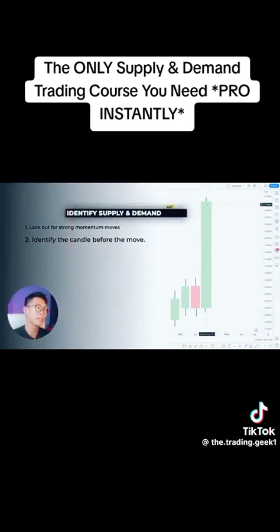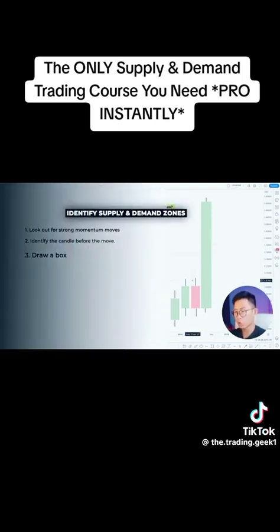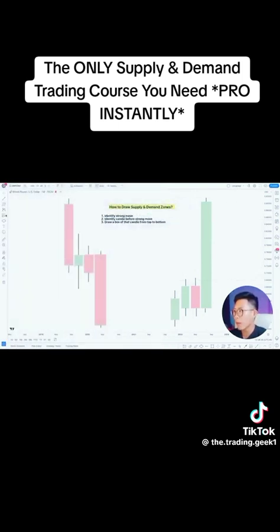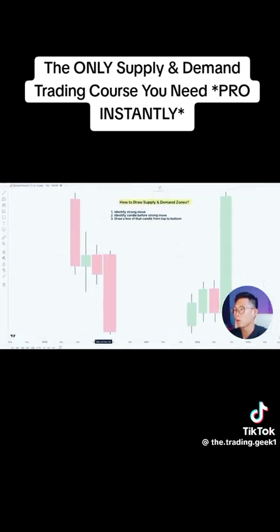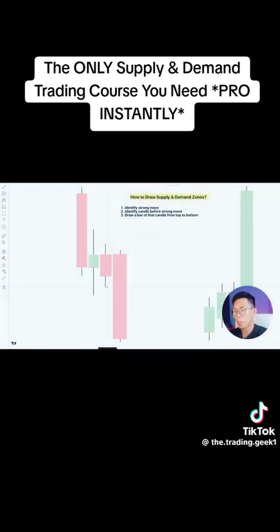Second step is to identify the candle before the strong move. So this is the strong move. You want to look out for the candle before the strong move, which is this one that we have right here. This is the candle before the strong move. And in this case, it is this one right here. Now, the third step is to just draw a box. So go on TradingView and just take this rectangle tool that we have right here, and draw a box of this previous candle from the top to the bottom. Bear in mind, this is where most people get confused because they don't know exactly whether they should draw the box at the wick or the candlestick body.